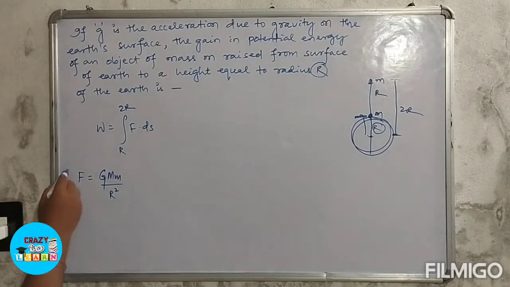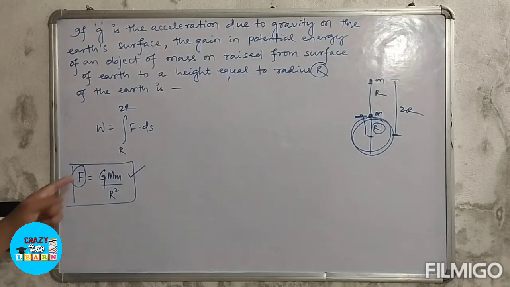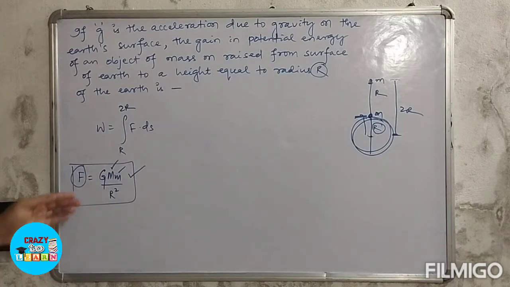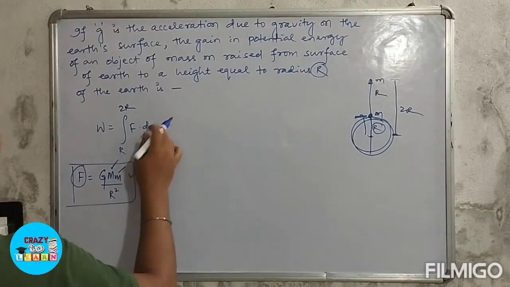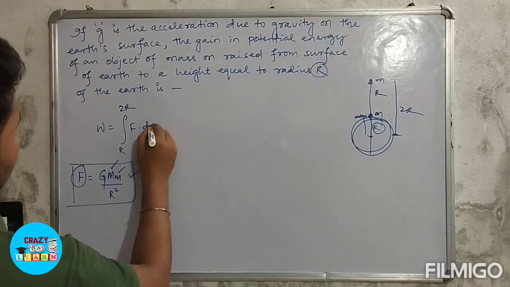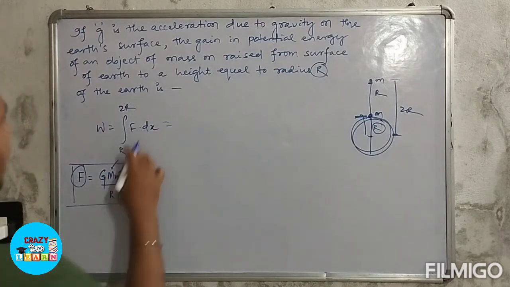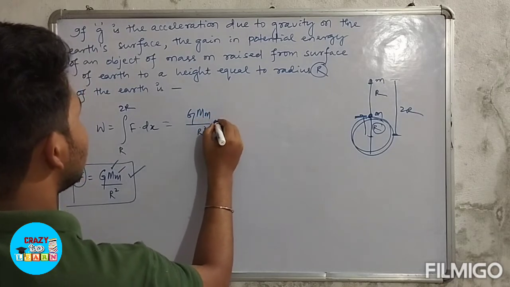Yes or no? It is the formula from the chapter of gravitation. We already discussed the gravitational force is equal to GMm by r square, where M is the mass of the earth and small m is the mass of the object, r is the radius of the earth, and G is the universal gravitational constant. So in the place of F we can write like this. And in the place of ds we can take the displacement or dx. Now in the place of F just put GMm by r square.